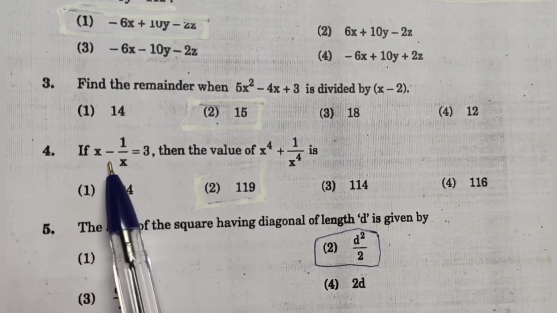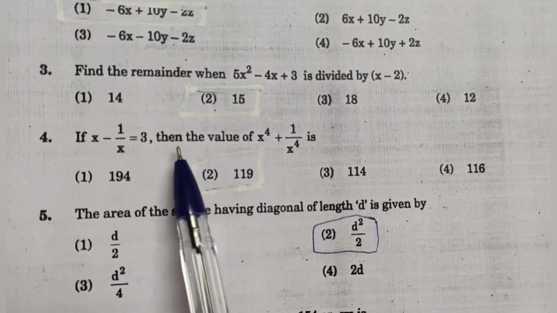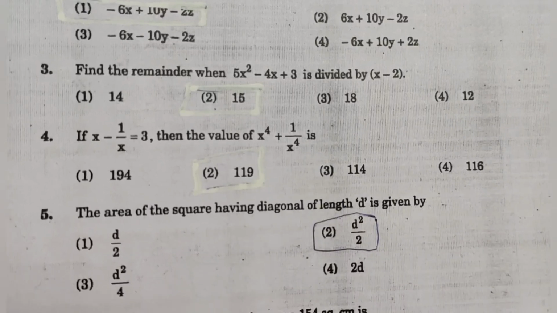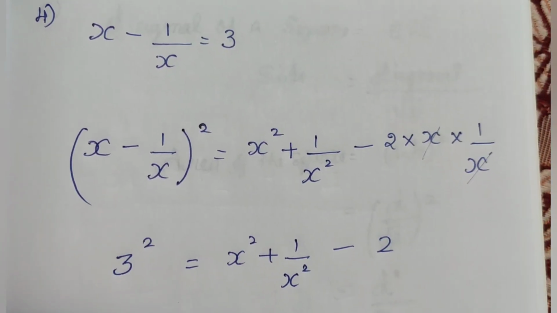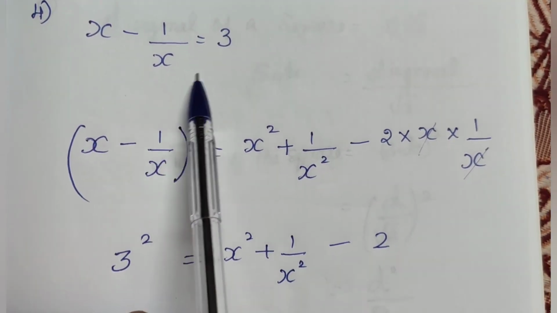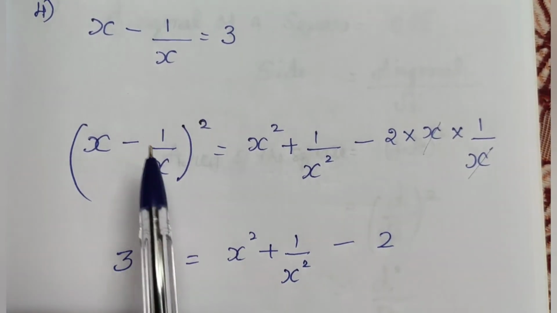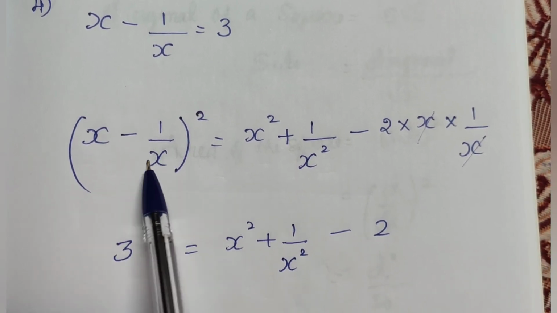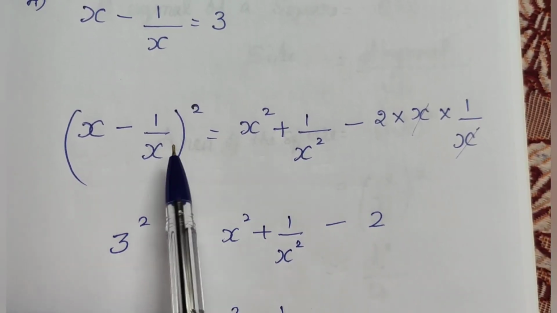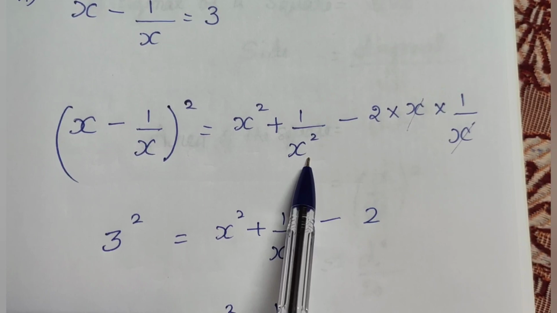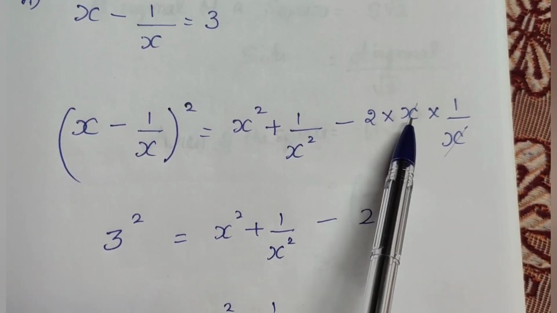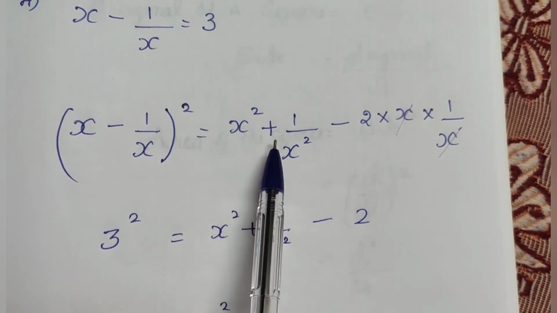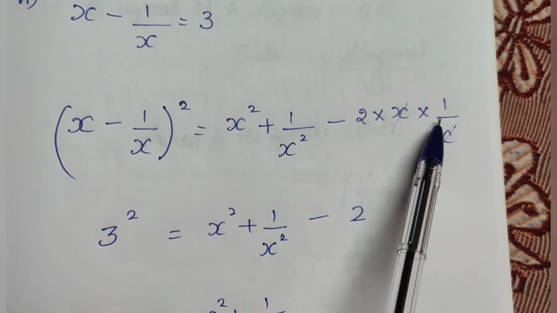Fourth question. If x minus 1 by x is equal to 3, then the value of x power 4 plus 1 by x power 4 is dash. x minus 1 by x equal to 3. I apply the identity a minus b the whole square. x minus 1 by x the whole square equal to x square plus 1 by x square minus 2 into x into 1 by x. A minus b the whole square is equal to a square plus b square minus 2ab.